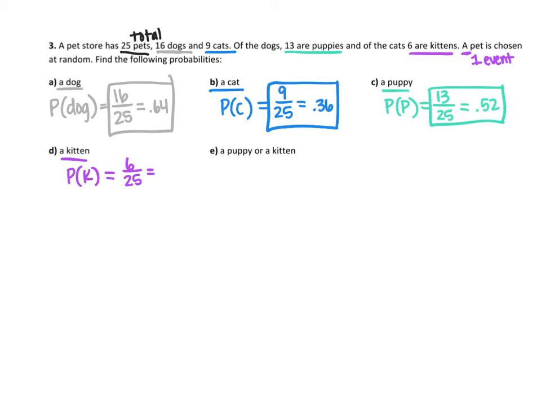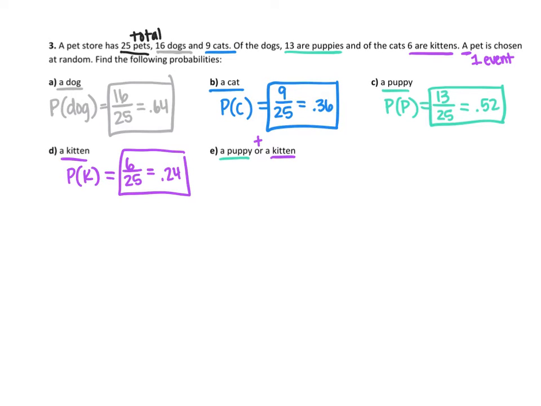So I type it into my calculator and I get 0.24. So those are just basic probabilities. Now we're going to look at a problem that is an OR, and we're going to use the addition property rule. So we're looking for the probability of a puppy or a kitten.